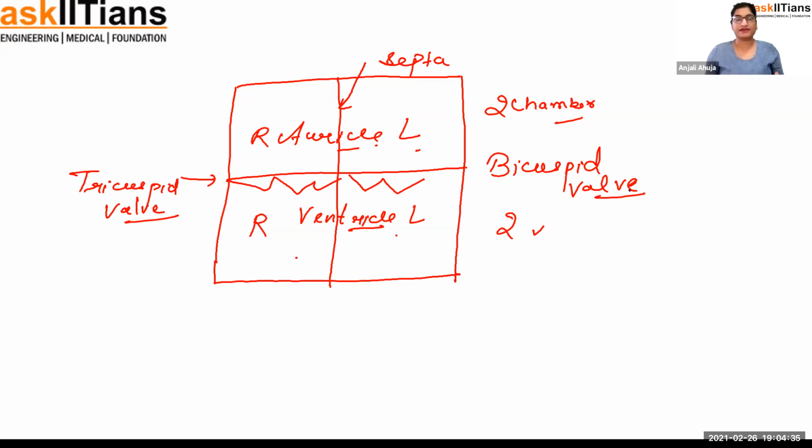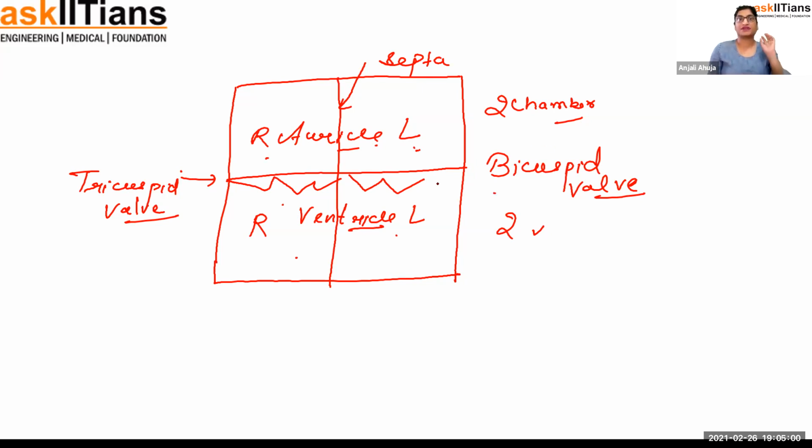I repeat myself: this is a heart structure which has four chambers in it, two auricles and two ventricles. All of these four chambers are separated from each other by the help of a cross wall that we call the septa. The septa between the right auricle and right ventricle is the tricuspid valve, and the one between the left auricle and left ventricle is the bicuspid valve.